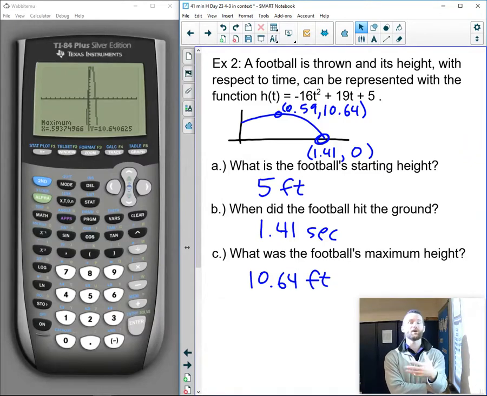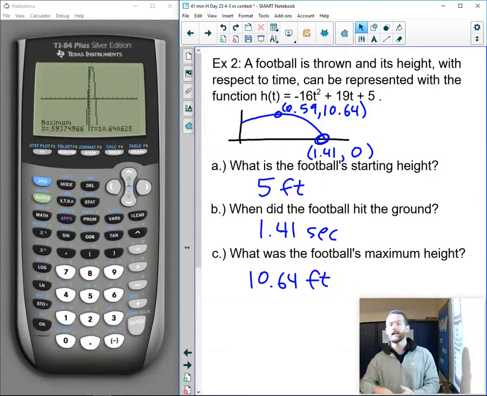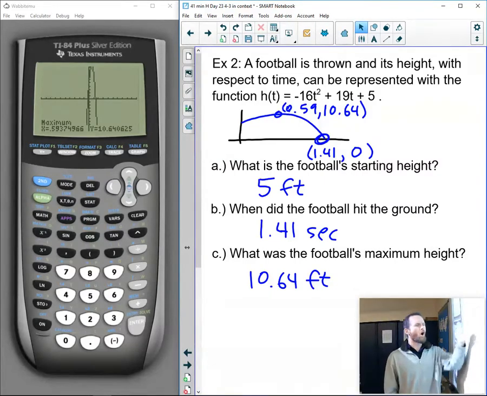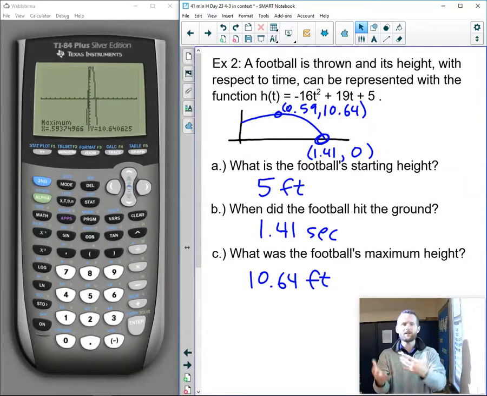Hopefully you see that this is a lot quicker with the graphing calculator, as long as you understand what you're looking for. If you don't see things like the starting height, I know that's the y-intercept. If you don't see when did it hit the ground, that's a real root. If you don't see the maximum height, that's the vertex. We're looking for a vertex there. If you don't make those connections, then these problems become really, really complicated.